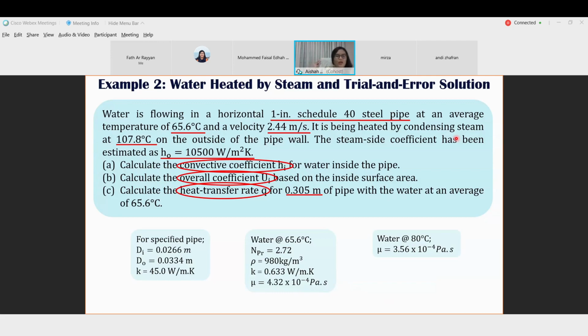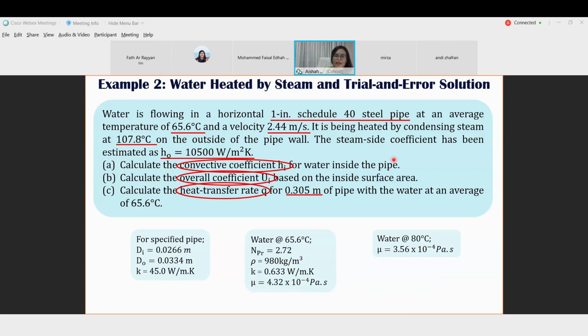So why is this? Why isn't water heated until 107.8? Does anyone have any idea why? Why isn't all the heat transferred in the sense of change in temperature? It's actually because if you remember, there are resistances which will cause the heat to be lost in other ways other than the temperature difference.